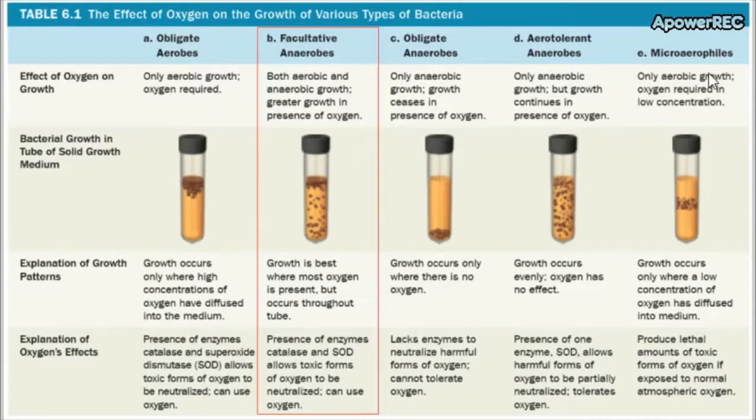I'm sorry, I got microaerophiles confused. Aerotolerant anaerobes, they can only do their growth anaerobically, so they don't do cellular respiration. And that's why you see it kind of mixed evenly, and they don't have a bunch at the top. But they can tolerate some oxygen, and that's because they have superoxide dismutase.